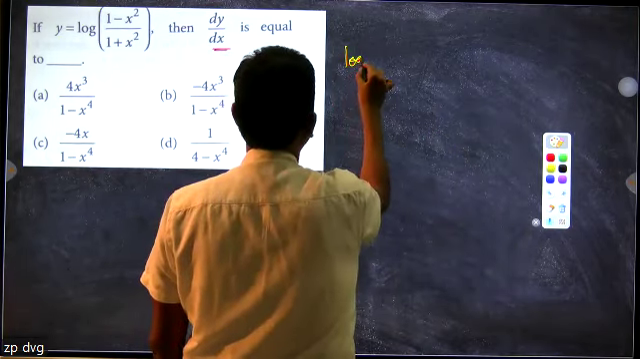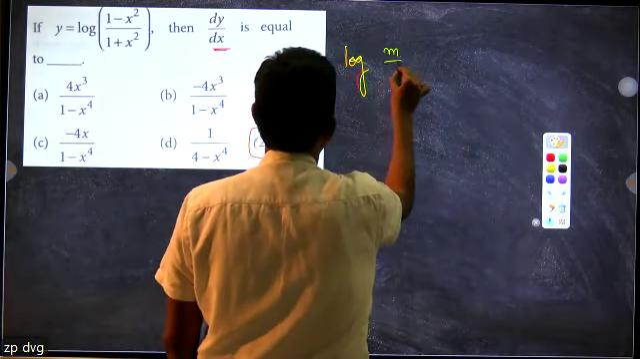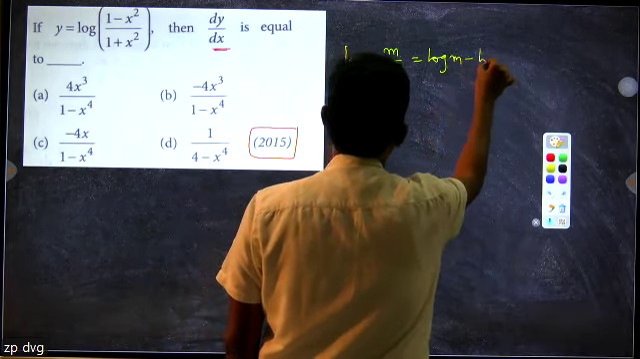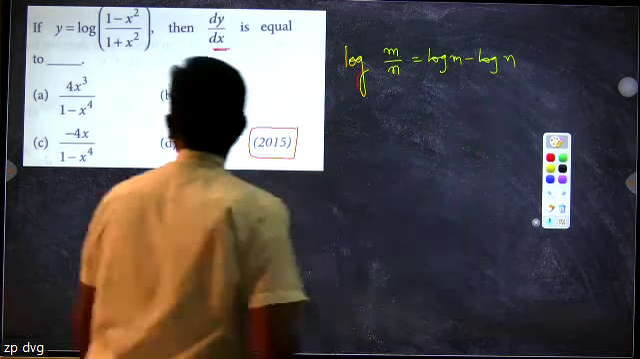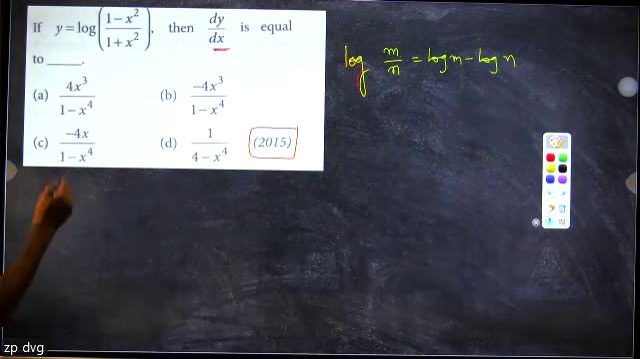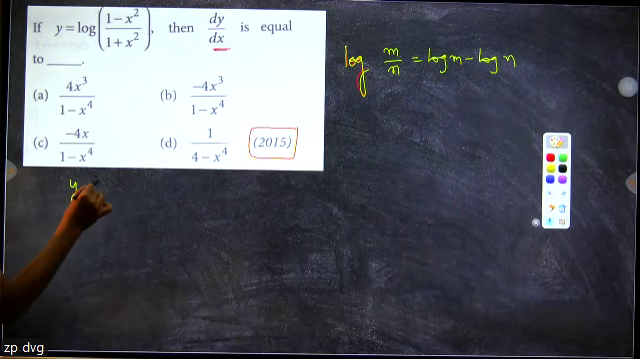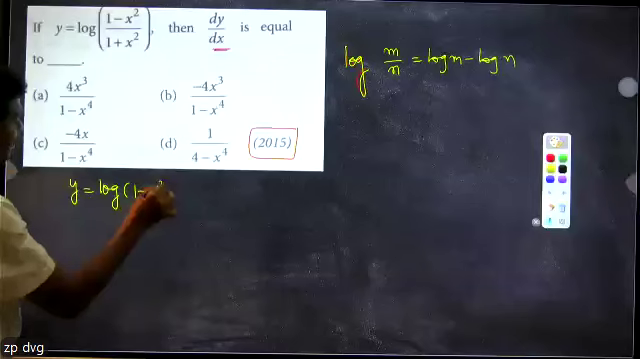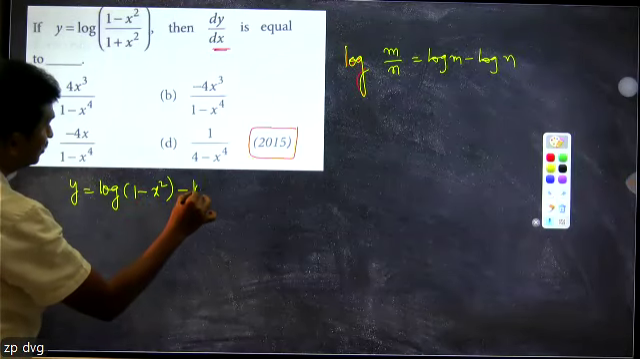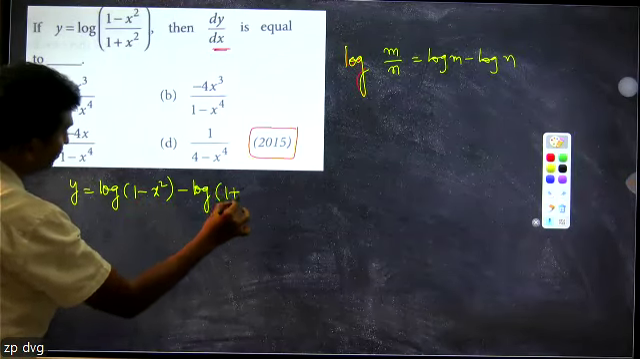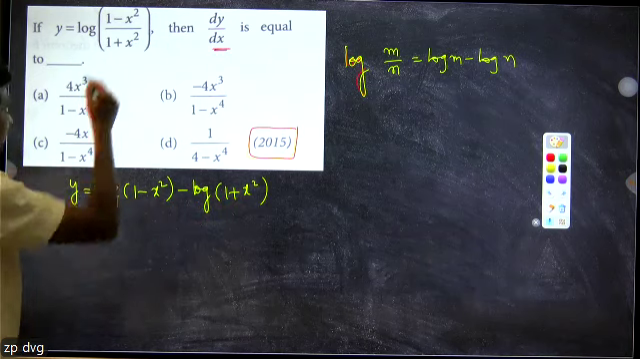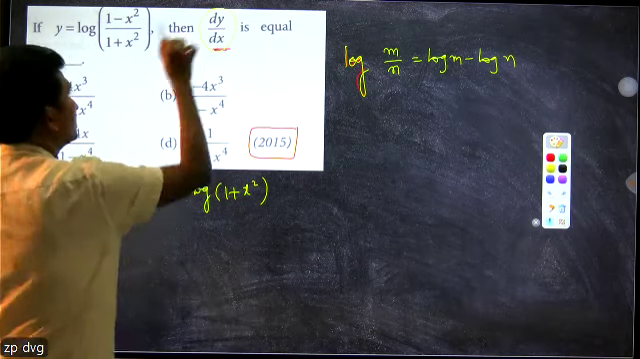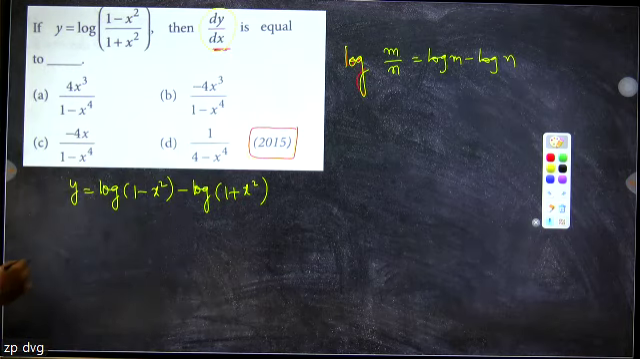Logarithm of m by n. Logarithm of m by n formula is what? Log m minus log n, right? So here, this is like logarithm of m by n. So I'll write this as logarithm of 1 minus x square minus logarithm of 1 plus x square. So I simplified the given function like this. What you need to find? You need to find dy by dx. Okay. So dy by dx.